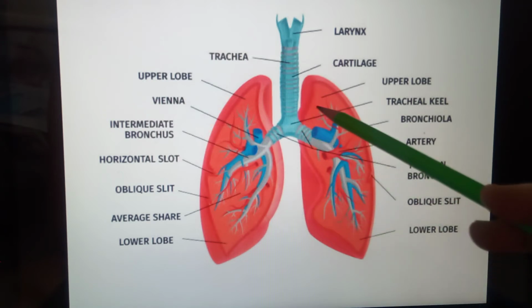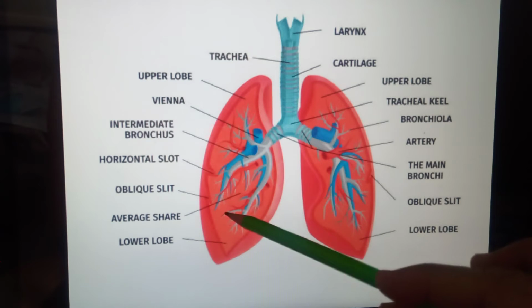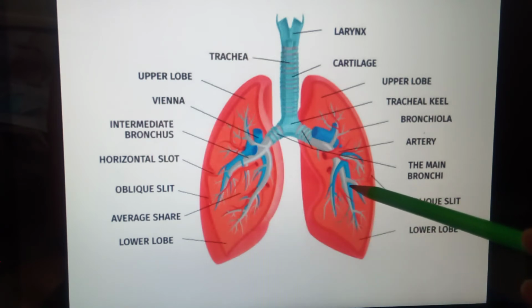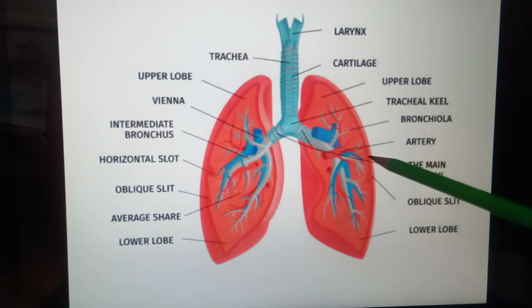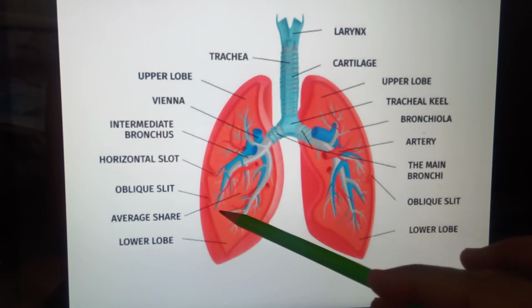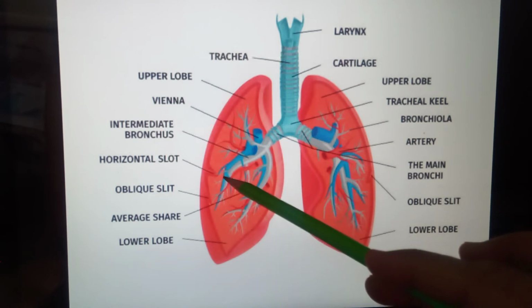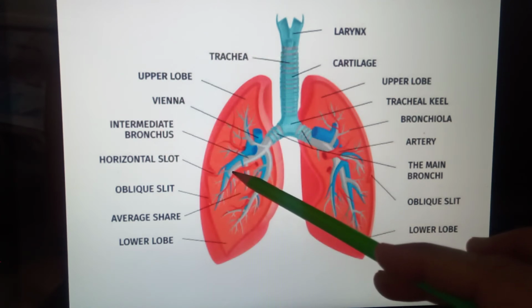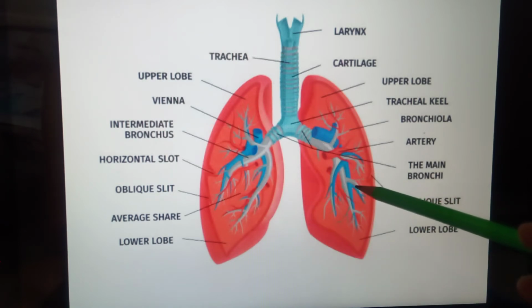The left lung is long and narrow, the right lung is shorter and wider. The right lung has two fissures, the left has one fissure. What is the name of the fissure? This is the oblique fissure, and this is the horizontal fissure. In the right lung there are two fissures, the oblique fissure and the horizontal fissure, and in the left lung there is one fissure, called the oblique fissure.